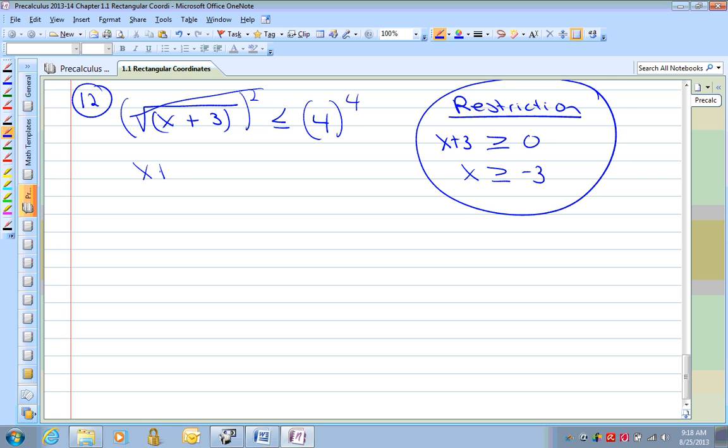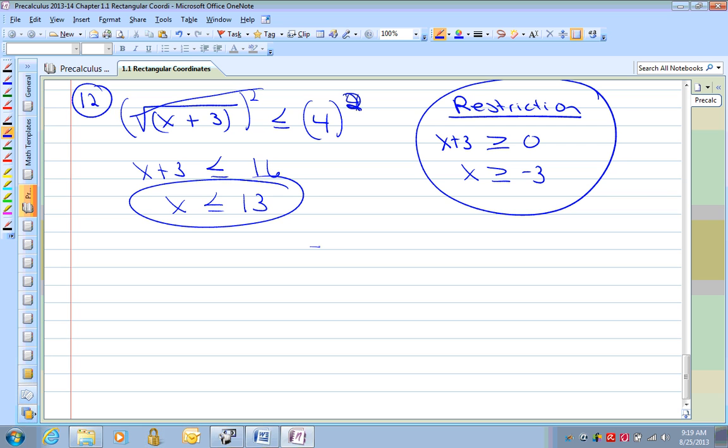I will get x plus 3 is less than or equal to, what did I do? That should be just a square. 4 squared is 16. Then I'm going to subtract the 3, and I will get x is less than or equal to 13. That's my other point of my restriction here on my solution set.